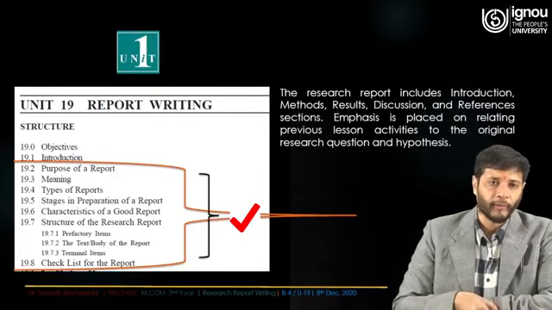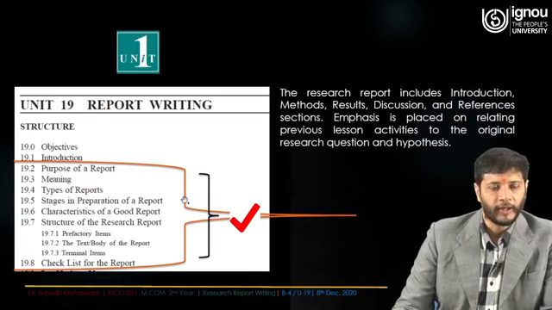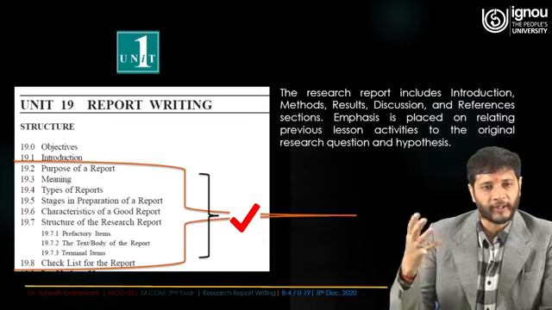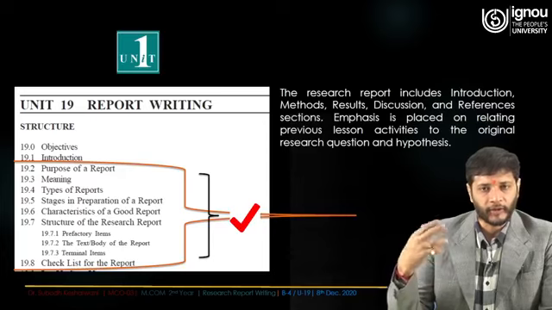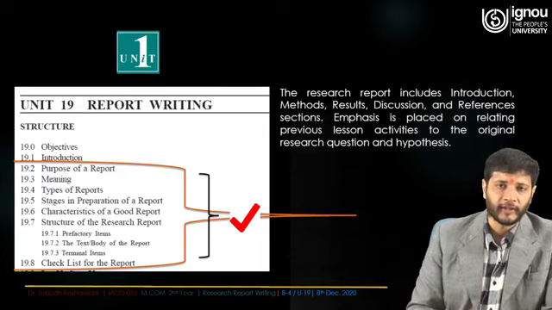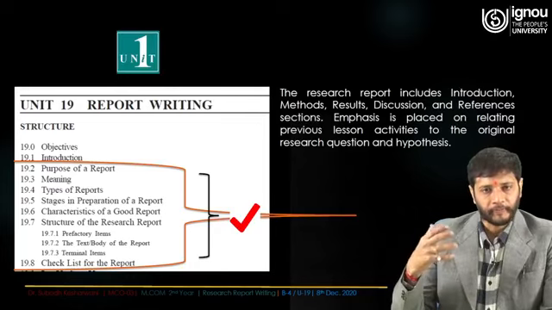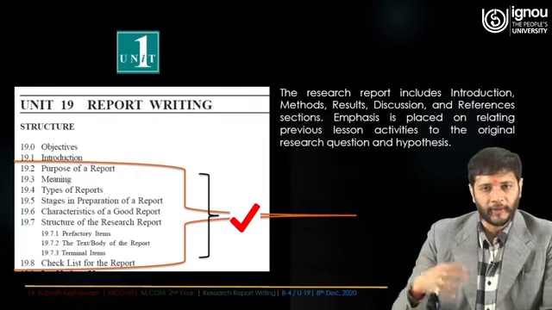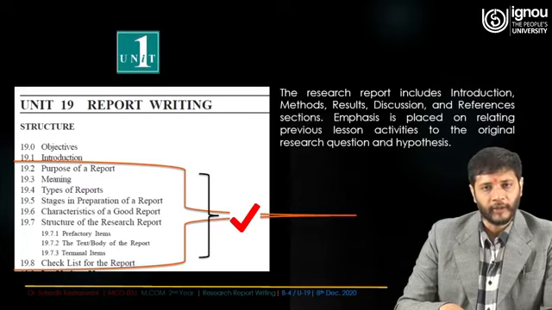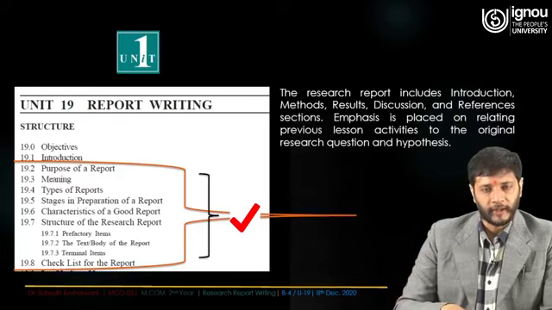If you look at the backdrop, in this report writing we are going to cover the purpose of a report, types of report, stages in preparation of a report, characteristics of a good report, structure of the report, and then the checklist. Research reports include introduction, methods, results, discussion and references, and are based on certain chapters or units which we usually follow. They start with the conceptual chapter, then a research methodology chapter, then how you are going to interpret the research, then data analytics, and finally the conclusion.